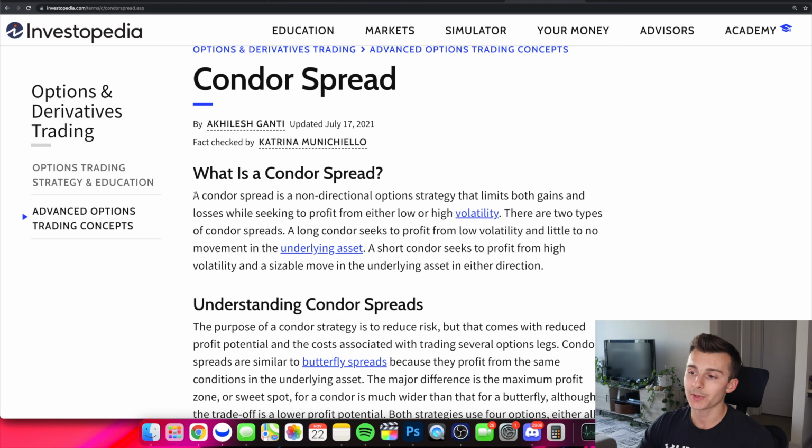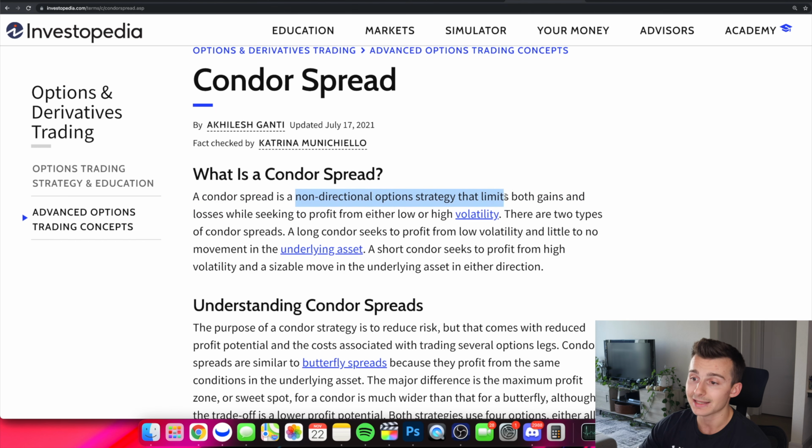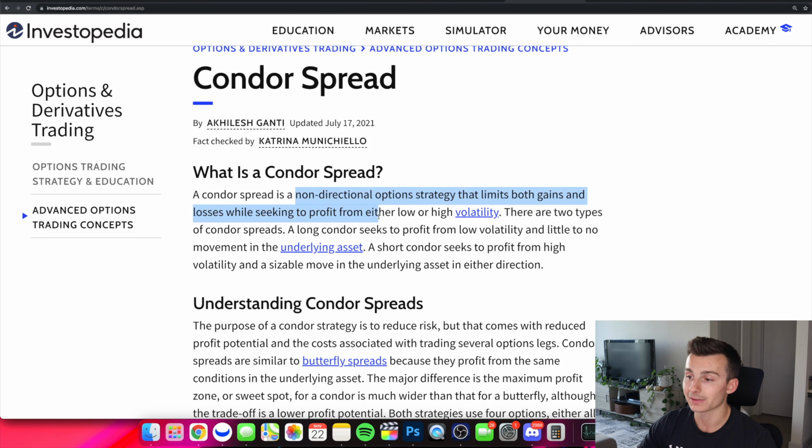So a Condor spread is a spread that is non-directional. We're not necessarily betting on, let's say, Amazon, Apple, or Tesla to go up or to go down, right? It could go up or down, and we could make money, but we'll dive into the details. It's a non-directional option strategy that limits both the gains and the losses while seeking to profit from either the low or the high volatility. Now, we'll show you through examples what we mean and how that will work out, okay?